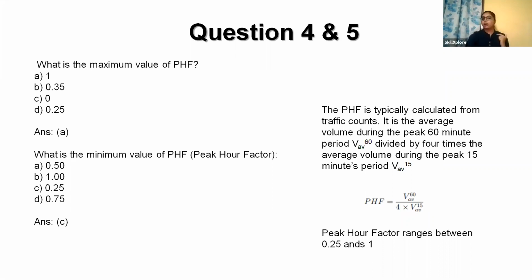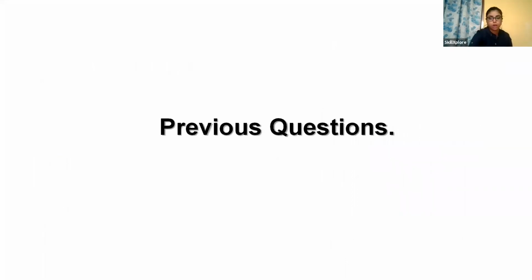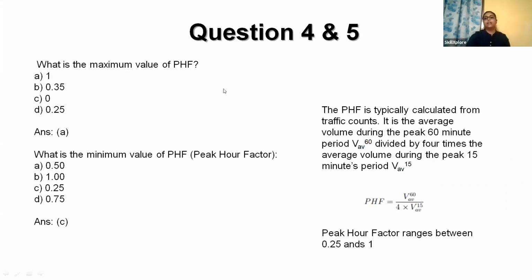So we have already seen what is the peak hour flow. The peak hour flow is typically calculated for the traffic counts. The term flow itself suggests that it is something related to traffic count. So it is the average volume during the peak 60-minute period divided by 4 times the average volume during the peak 15-minute period. We'll particularly see how it is done in the upcoming problems. And here the limit of this peak hour factor is generally between 0.25 and 1. From this range, we can identify what is the minimum value and what is the maximum value of peak hour flow.